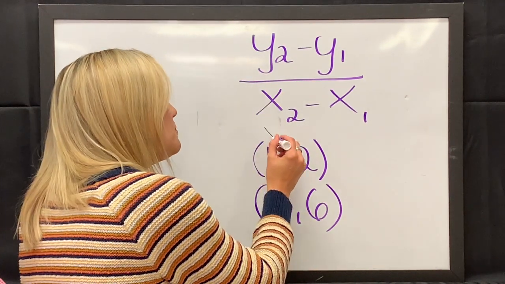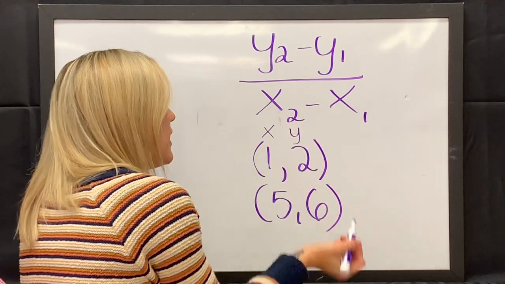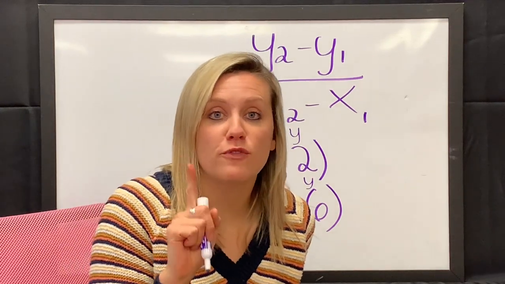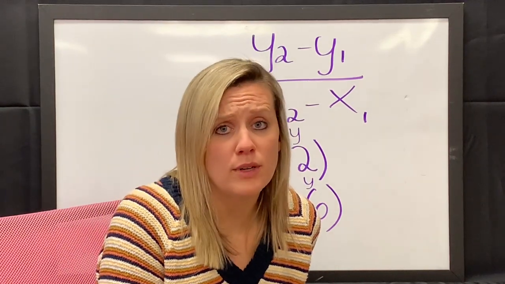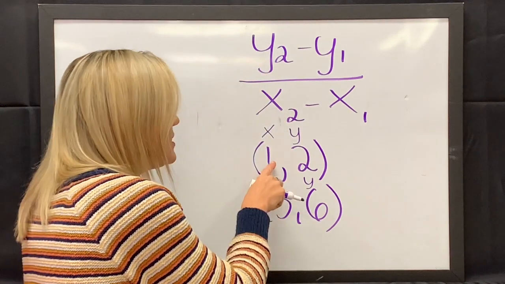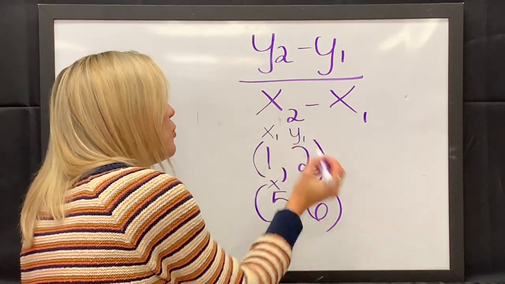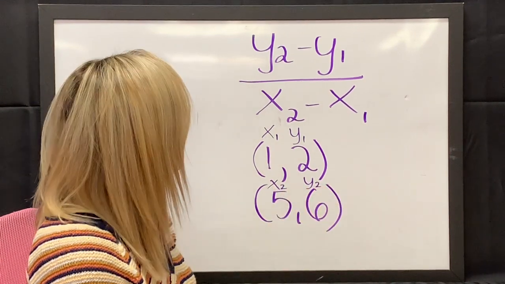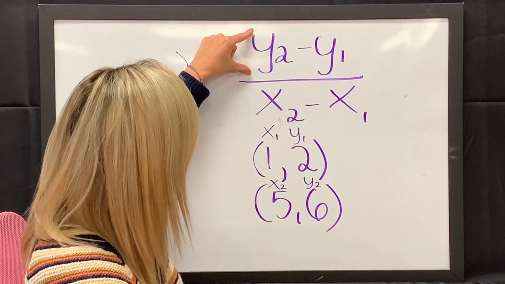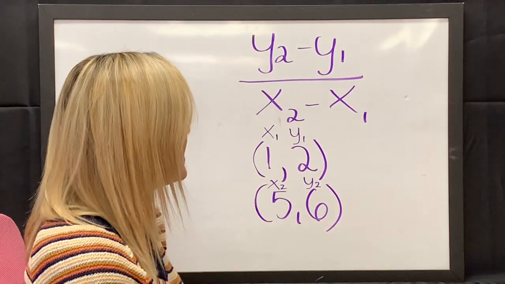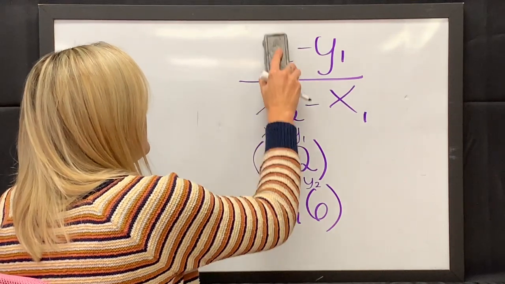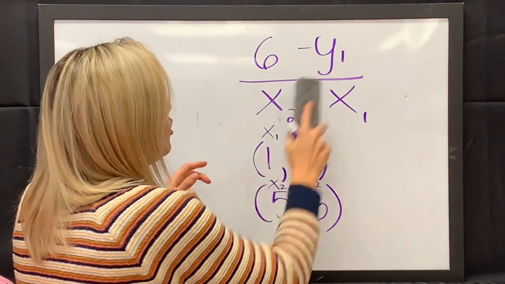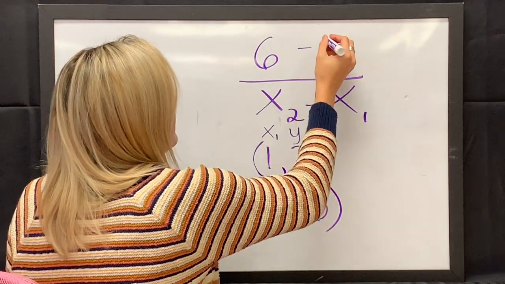So remember, the first point is our x, the second point is our y, okay? Then you just pick one set of your points to be your first set, and you pick the other set of points to be your second set, okay? I'm just going to say this is my first set, so I'm going to write a little 1 right here. And I'm going to say this is my second set, so I'm going to write a little 2 right here. So basically, you would take your second y point, and in my case, that is 6. And then you would take your first y point, which was 2.